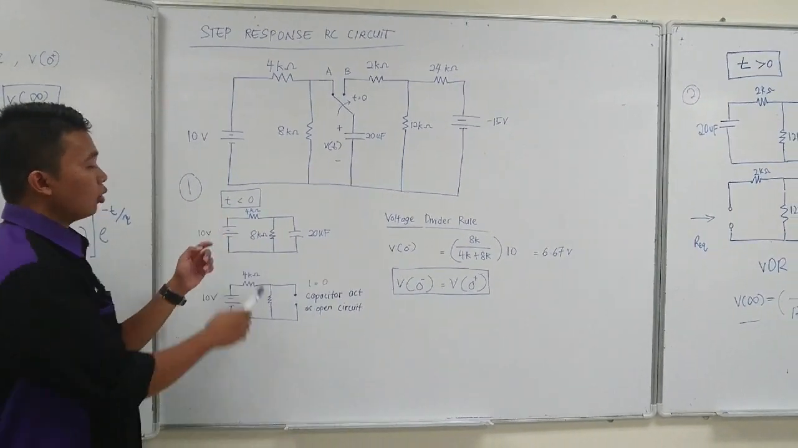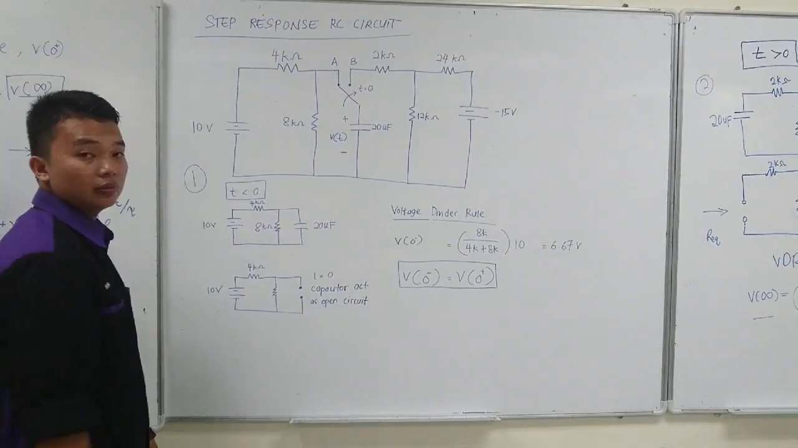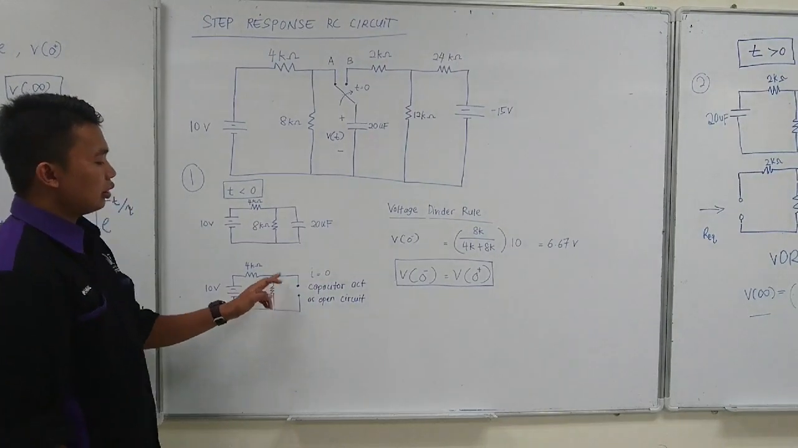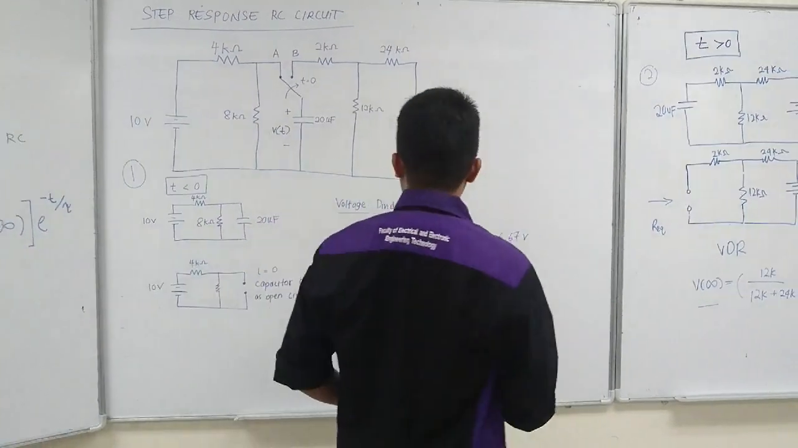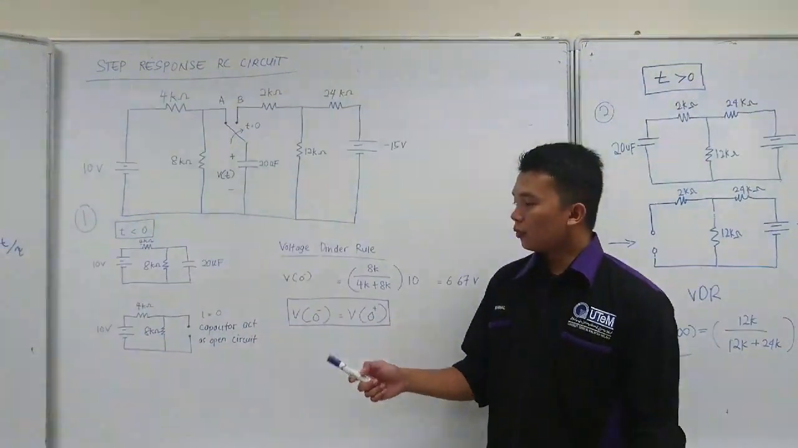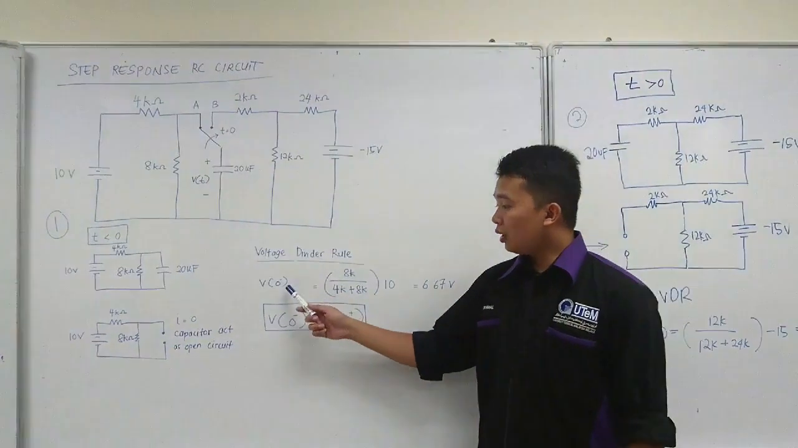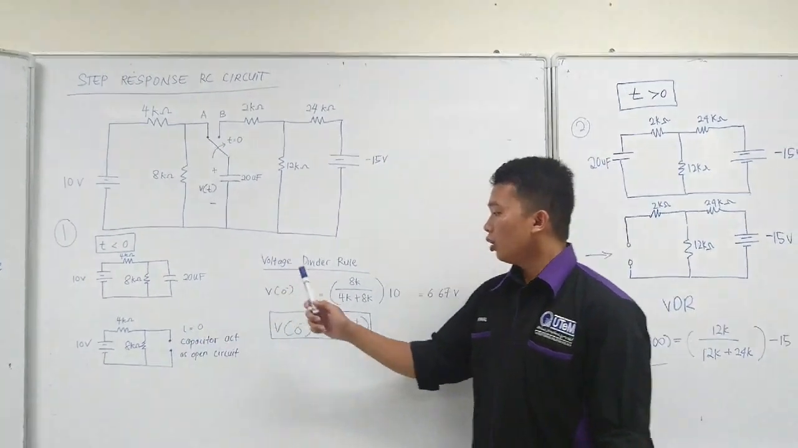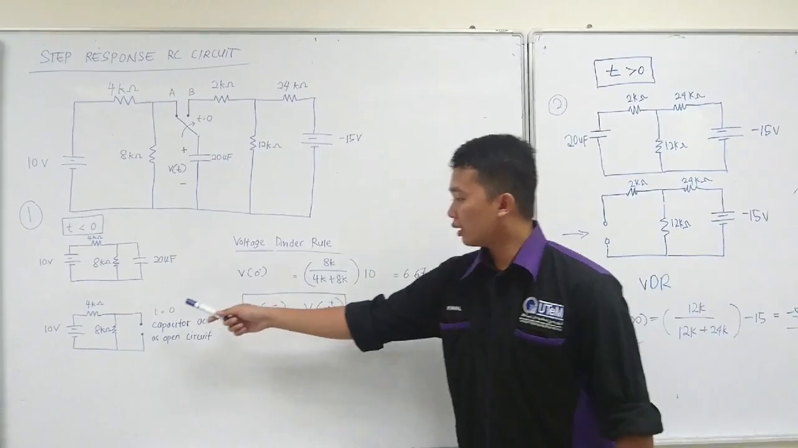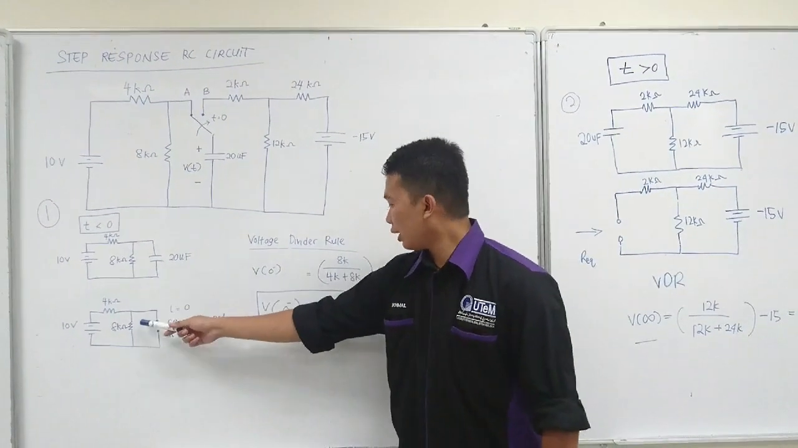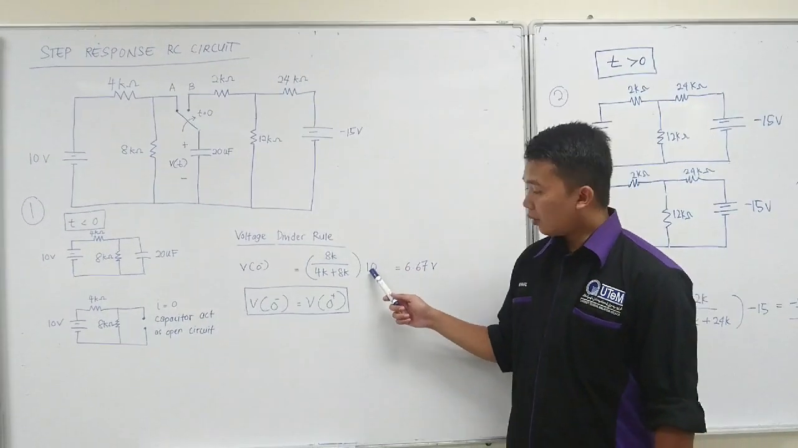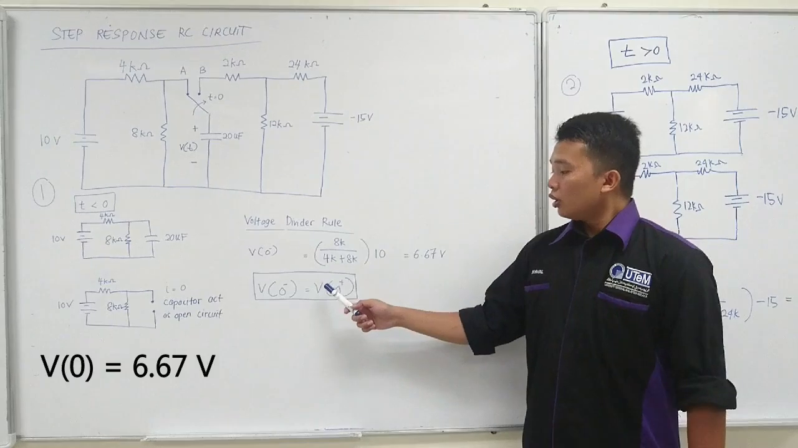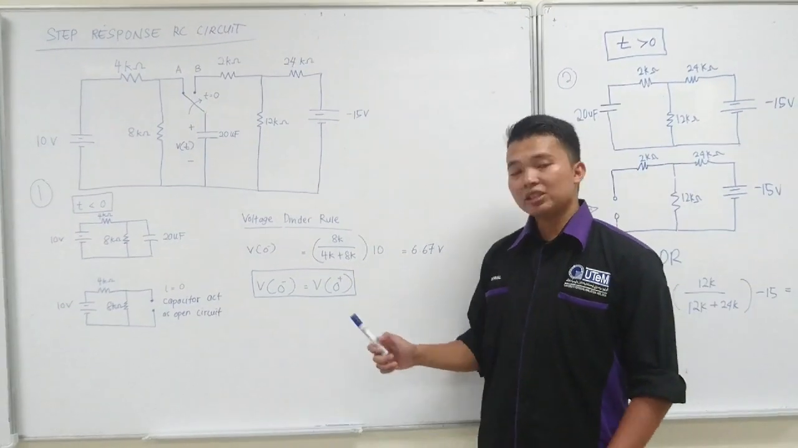Okay, during t lower than 0, the capacitor acts as an open circuit. At this time, i is equal to 0 because there is no current in the circuit. So we have to apply the voltage divider rule to find V not negative at the capacitor, because it is parallel with the other side. V not negative is equal to 8 kilo ohm over 4 kilo ohm plus 8 kilo ohm times the power supply, which is 10 volt. We get 6.67 volt. As we know, V not negative is equal to the initial capacitor voltage because voltage cannot change suddenly.